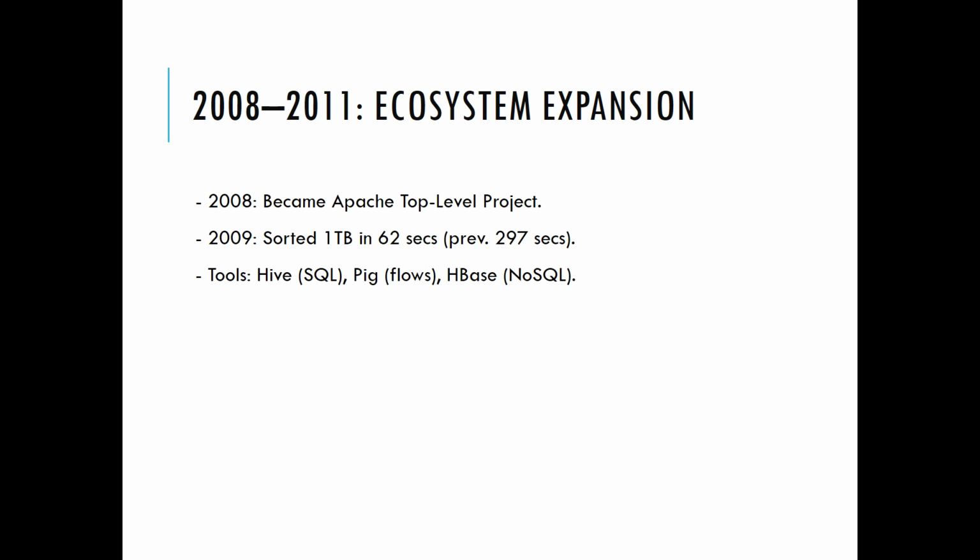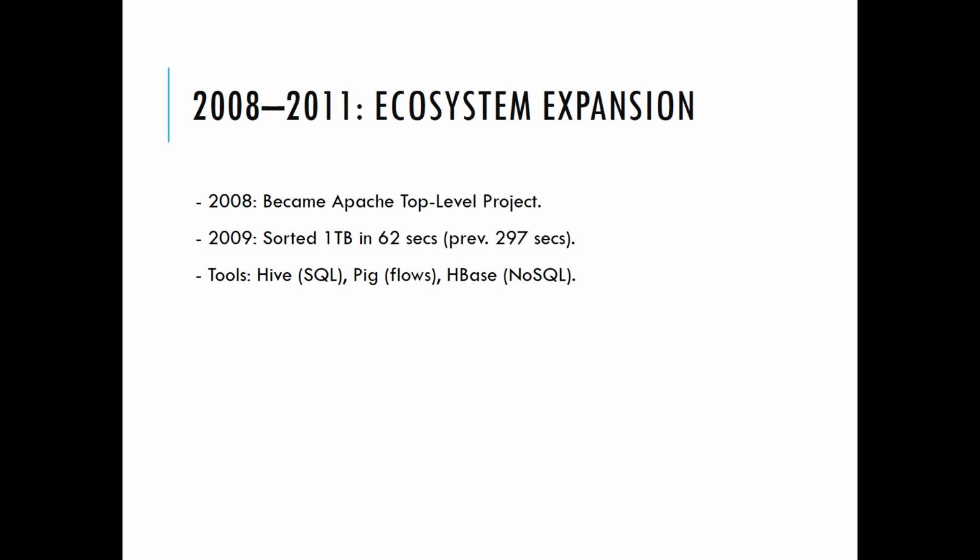Key milestones. 2008, Hadoop graduated to become a top-level project within the Apache Software Foundation, signifying its maturity and importance, and accelerating community development. 2009, a dramatic demonstration of speed. Hadoop sorted 1 terabyte (TB) of data in just 62 seconds. This shattered the previous record of 297 seconds set by a proprietary system, showcasing Hadoop's raw processing power on commodity hardware.